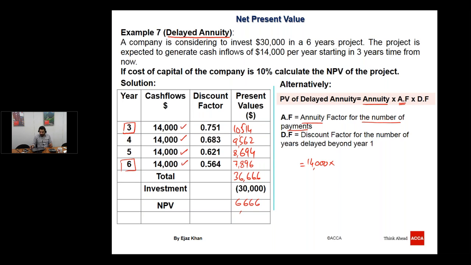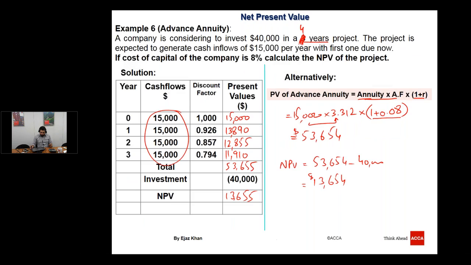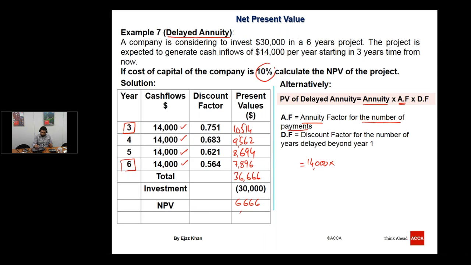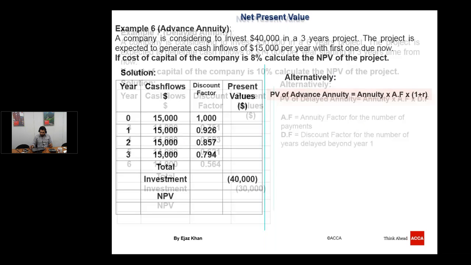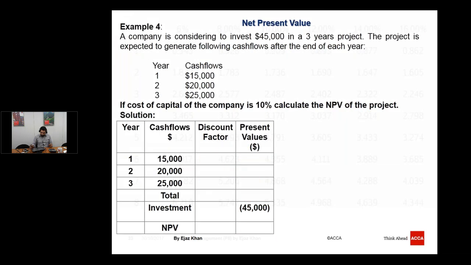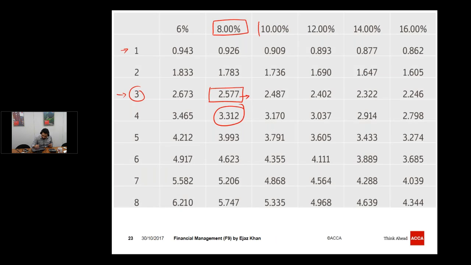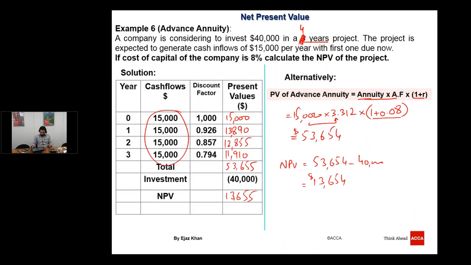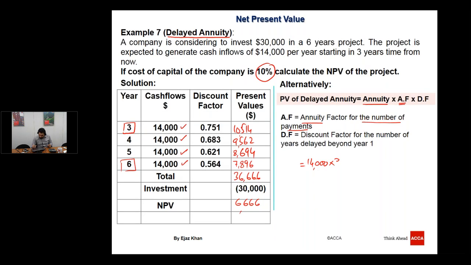And what we need to do is to go to the table. Discount rate is 10%. Go to the table. You'll go to the 10% column and pick up the annuity factor for year 4 rather than year 6. So the annuity factor in this case should be for the number of payments rather than the project life. So 3.17. So we'll multiply it with 3.17.